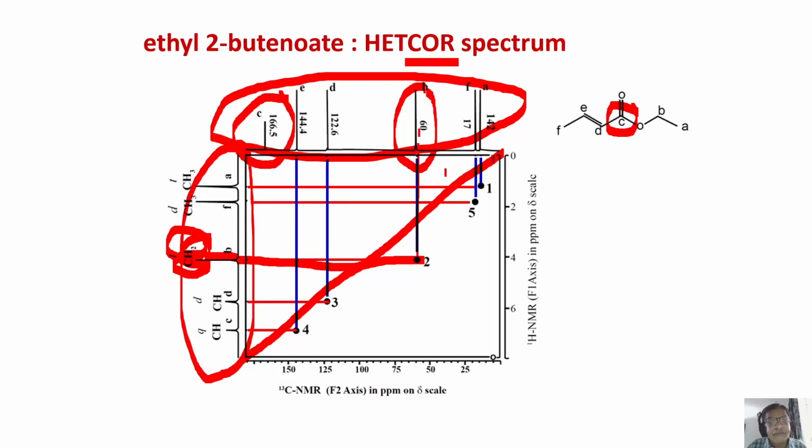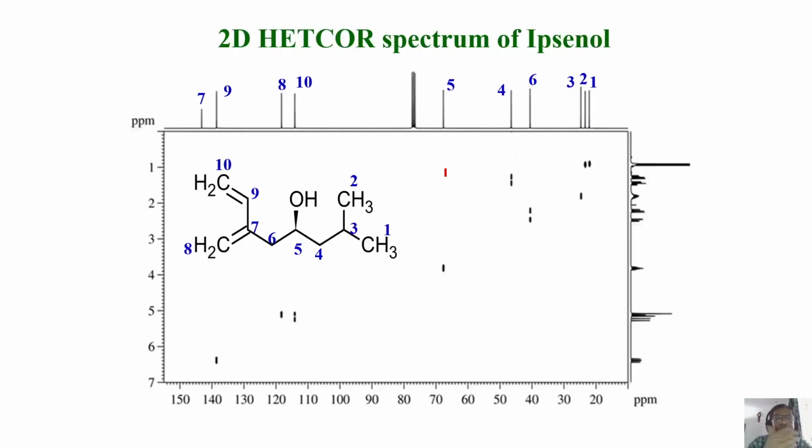First point, there is symmetry with respect to the diagonal like COSY, a homonuclear experiment, and you will not get peaks for non-protonated carbons. These are the salient points of HETCOR. So now look at the HETCOR spectrum of a molecule. This is a simple molecule called ipsenol.